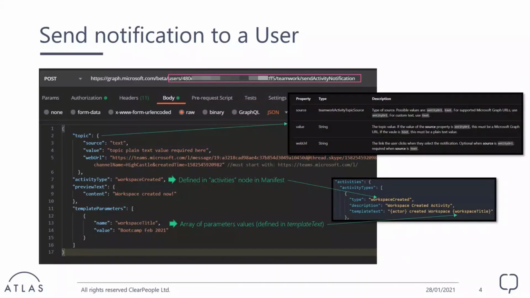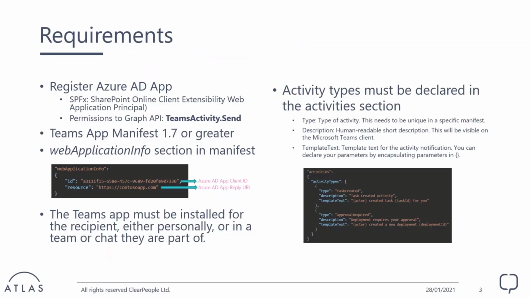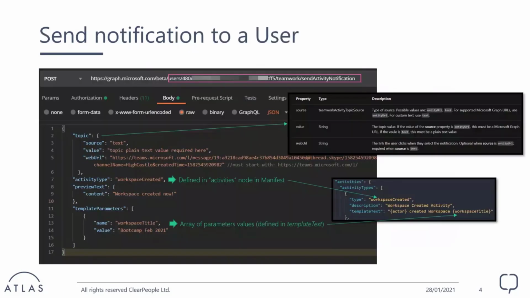And finally, the web URL, which is optional if you are using the entity URL in the source, or if you are using text in the source, then that web URL is going to be the link where the user is going to be redirected inside Teams when you click on the notification. Okay. Then we need to specify the activity type. This activity type has been previously defined in the Teams manifest, as we saw here in the activities.